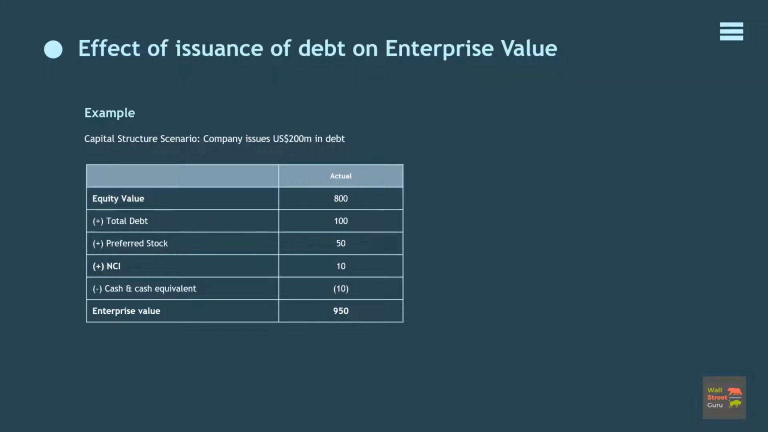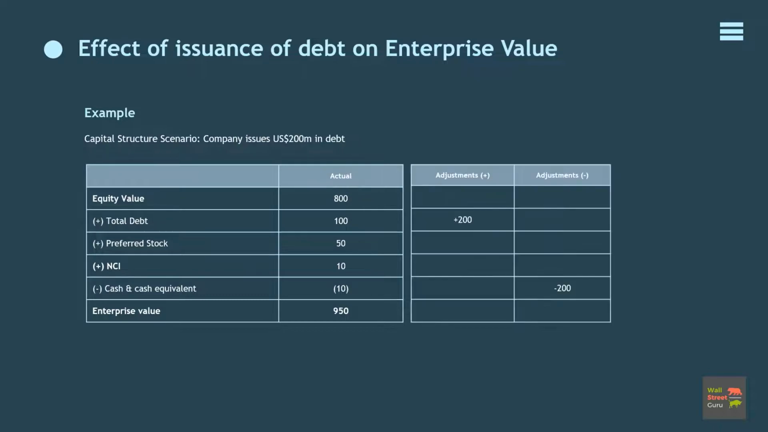Here, we have a company with an enterprise value of 950 million. This is derived by adding up equity value of 800 million with 100 million debt, 50 million of preferred shares, 10 million of non-controlling interest, less 10 million in cash.